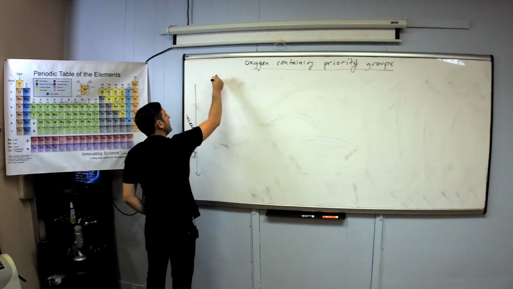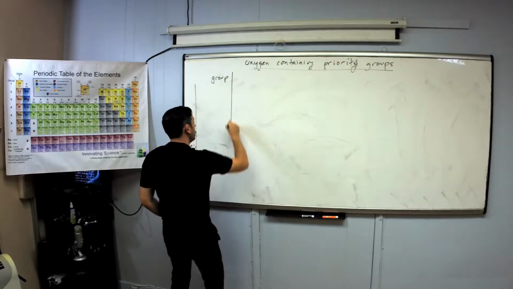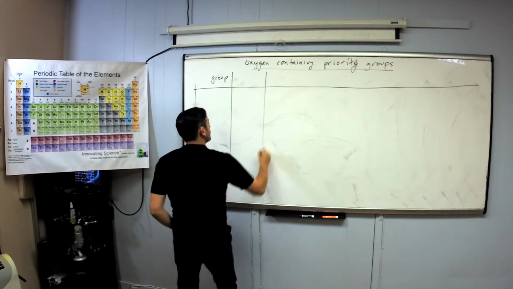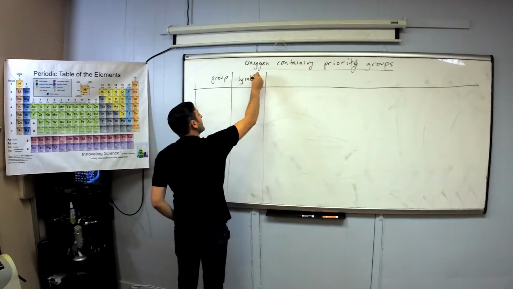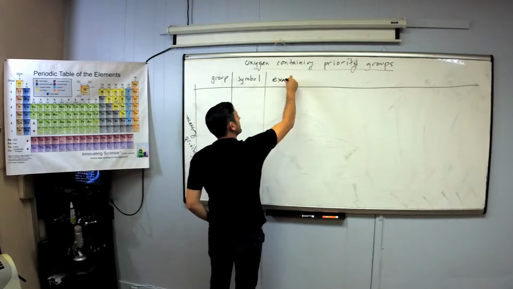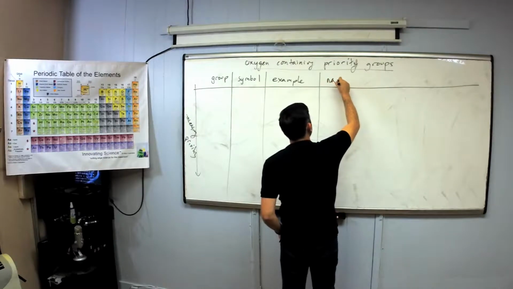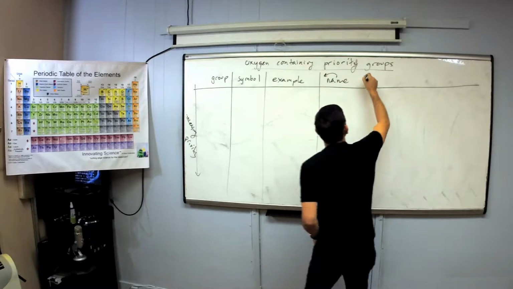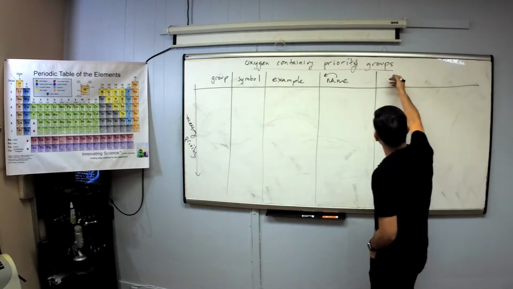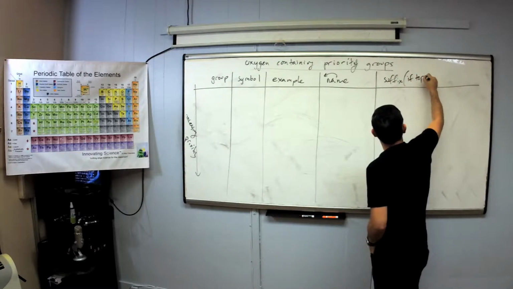I'm going to do a group, after the group, I'm going to draw a symbol for the group. After the symbol for the group, I'm going to draw an example. After the example, I'm going to write the name for that example. And then I'm going to explain what I did with the name, which is I'm going to show the suffix, and that's if top priority.